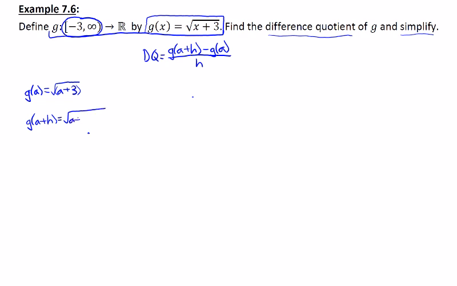I'm going to have a plus h plus 3 underneath the radical, and all of that is grouped together, and there's really nothing more I can do. So these are already simplified. Let's bring them over and have them be a part of our difference quotient. So this will be the square root of a plus h plus 3 minus the square root of a plus 3, all divided by h.